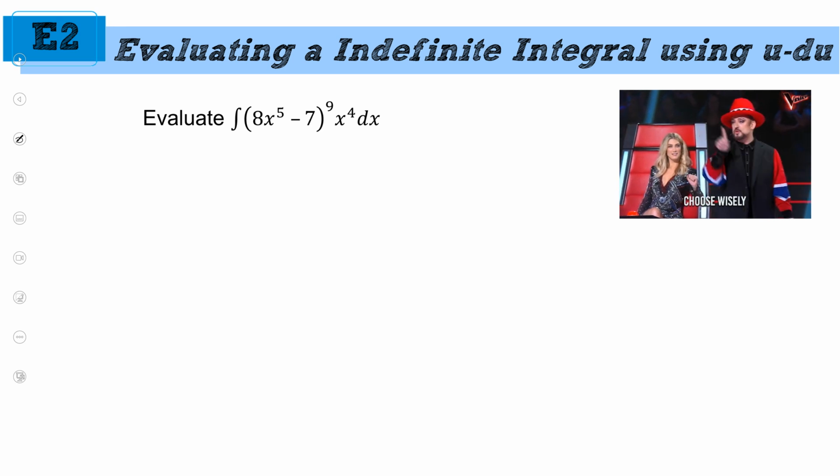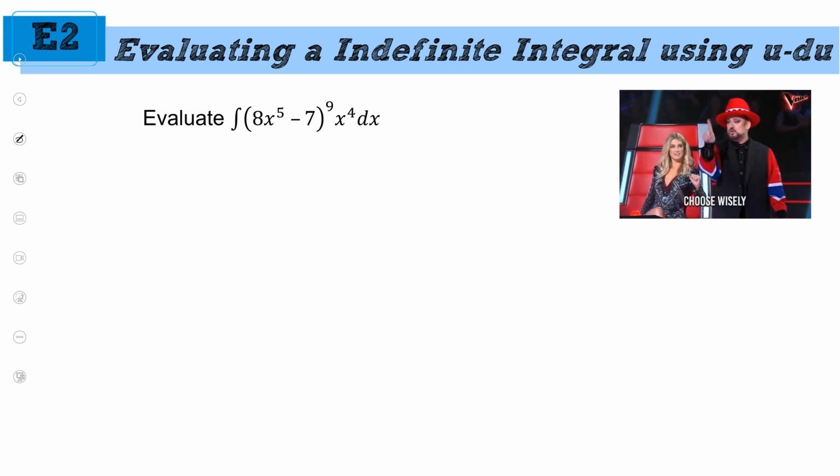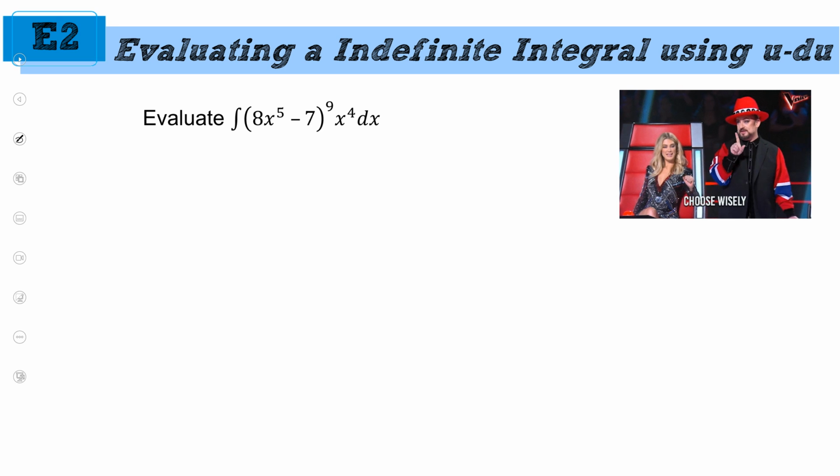Now I feel the need to tell you, you don't have to do this as a u-du. If you're feeling all fancy, you could do Pascal's triangle to multiply 8x to the 5th minus 7, raise it to the 9th power, and then multiply everything by x to the 4th. But why would you do that? So now, we got a whole bunch of action going on here. I've got a chain rule and a product rule. So again, if I was asking you to take the derivative, you could do that. You would use the product rule, and within that product rule, you would also have a chain rule, but we're not doing a derivative here.